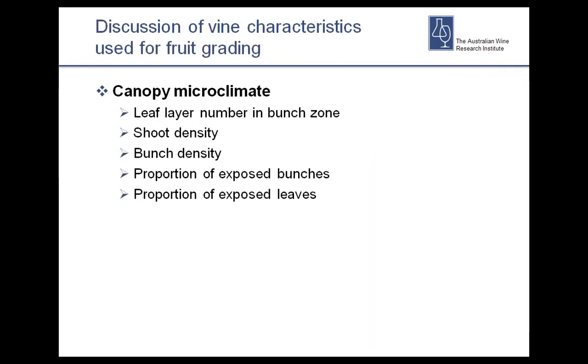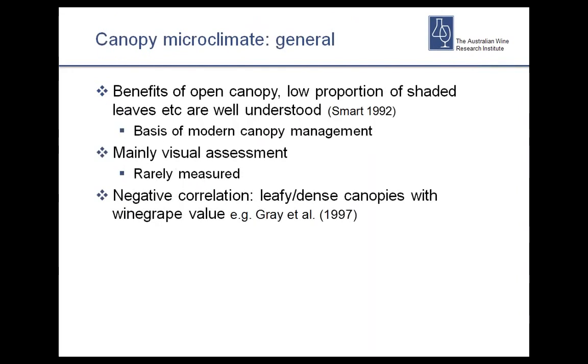I'll now turn to the characteristics which make up canopy microclimate. And these can include leaf layer number in the bunch zone, shoot density, bunch density, proportion of exposed bunches, and proportion of exposed leaves. And I'll talk about some of these now. The benefits of an open canopy, a low proportion of shaded leaves, and so on are well understood. And of course they form the basis of modern canopy management.